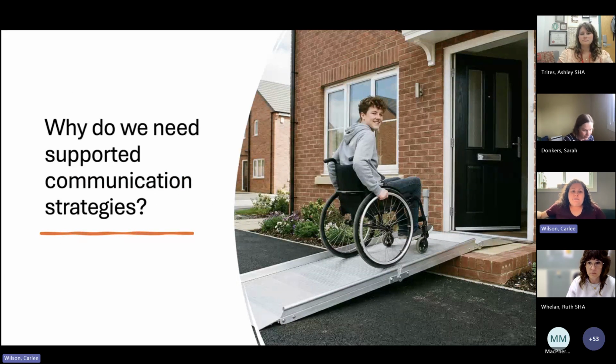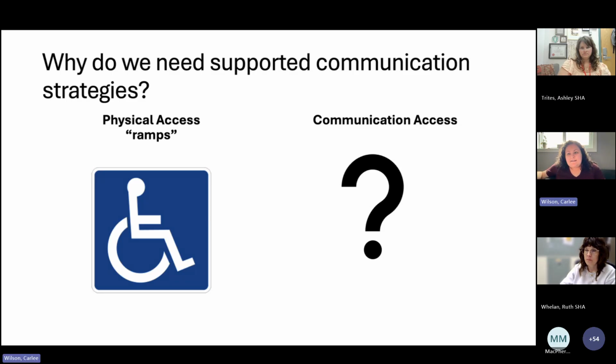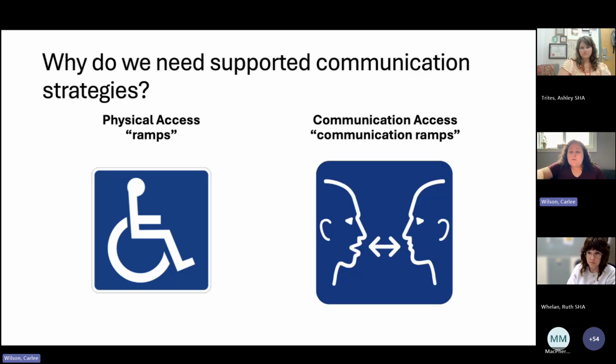So thinking about why do we need supported communication strategies? If you look at this picture, you'll see a person using a wheelchair, and they're also using a ramp with their wheelchair. We're quite used to seeing this type of supported physical strategy. And so we're used to seeing these physical access ramps. But what about communication access? What do we have to support communication? Well, we have something called communication ramps.